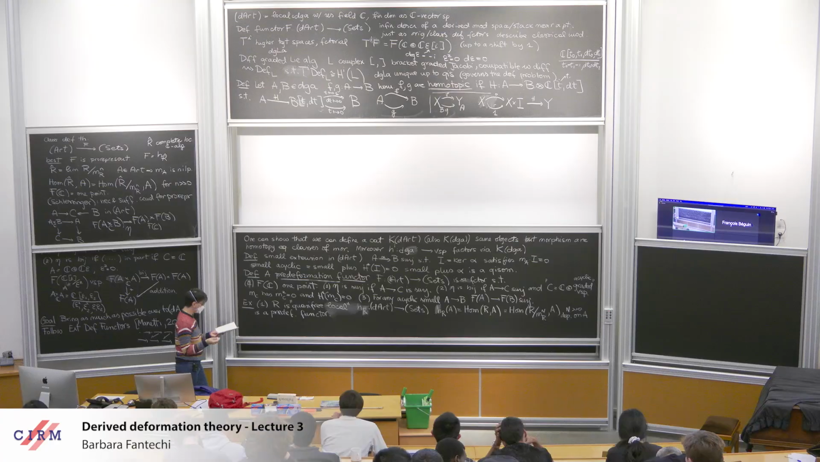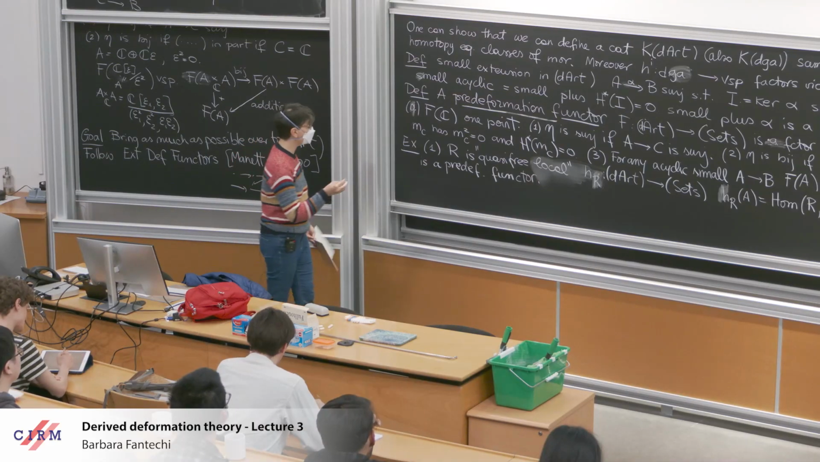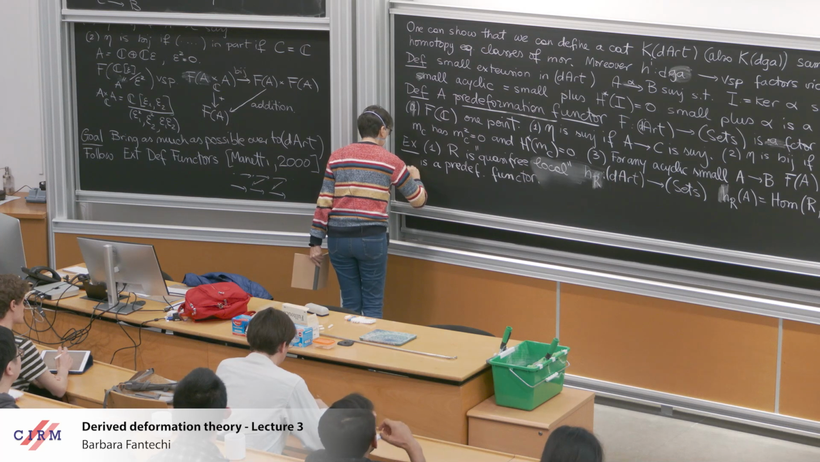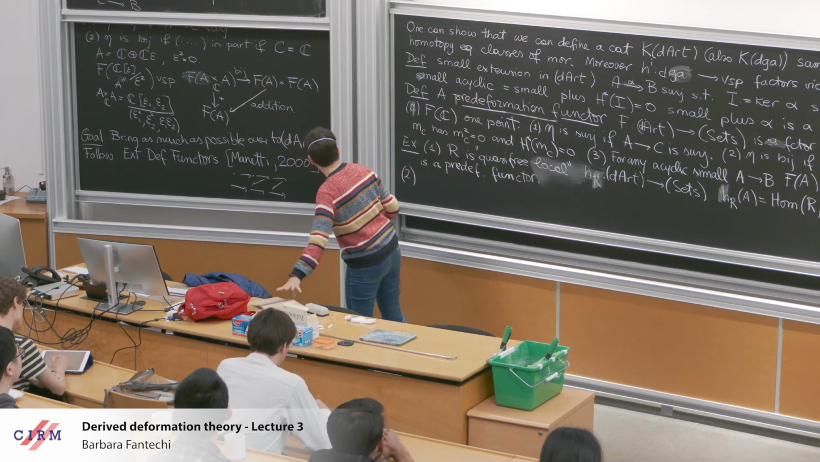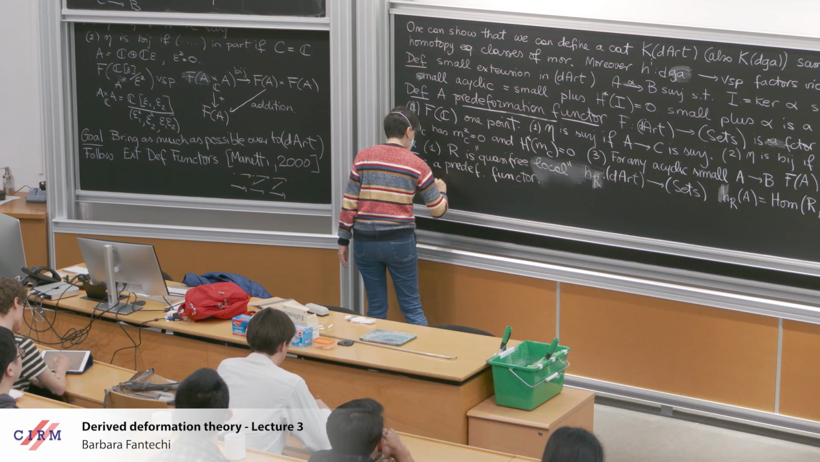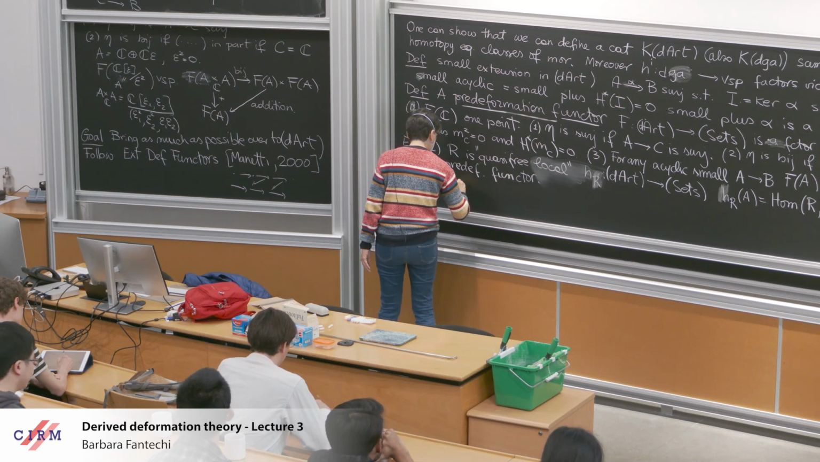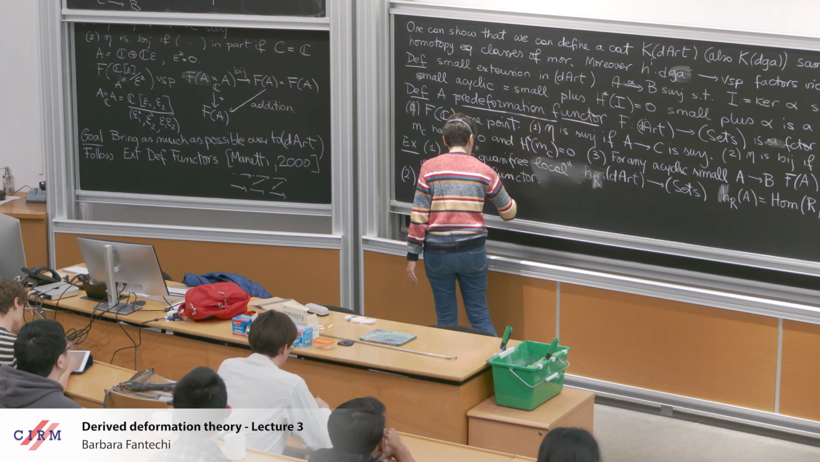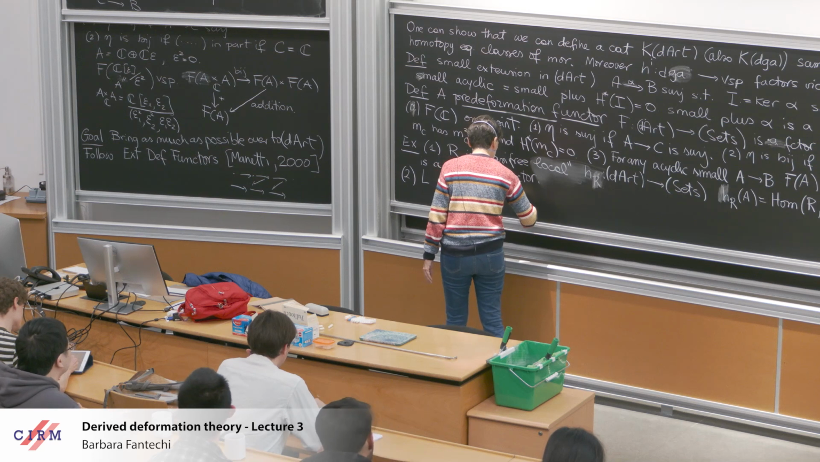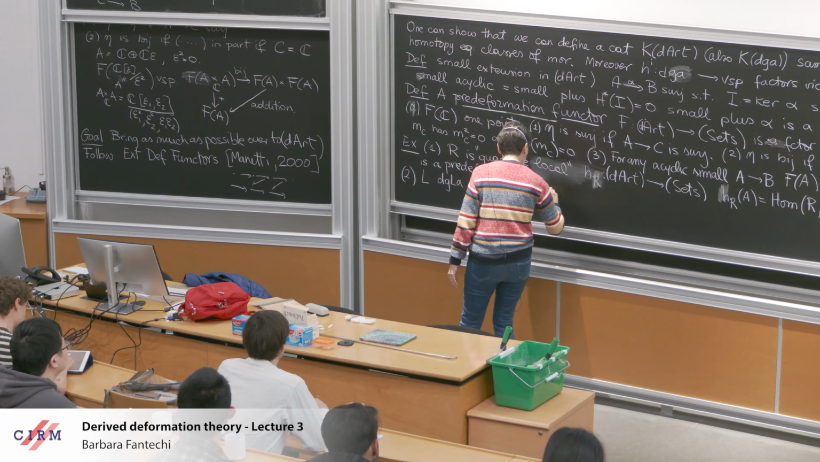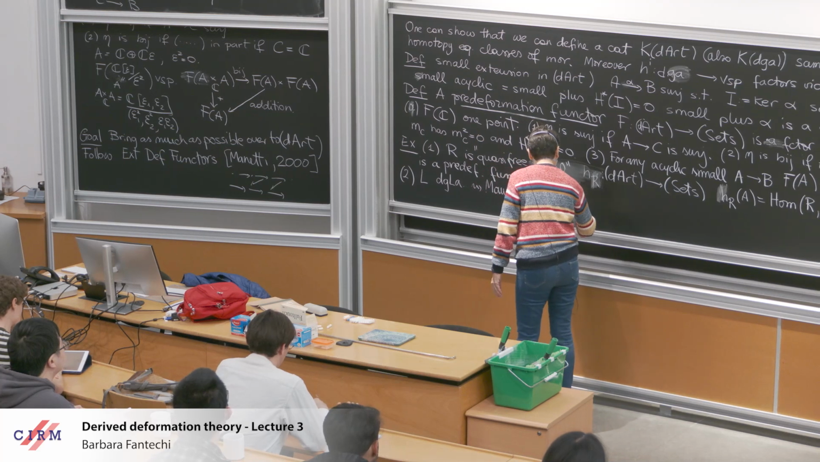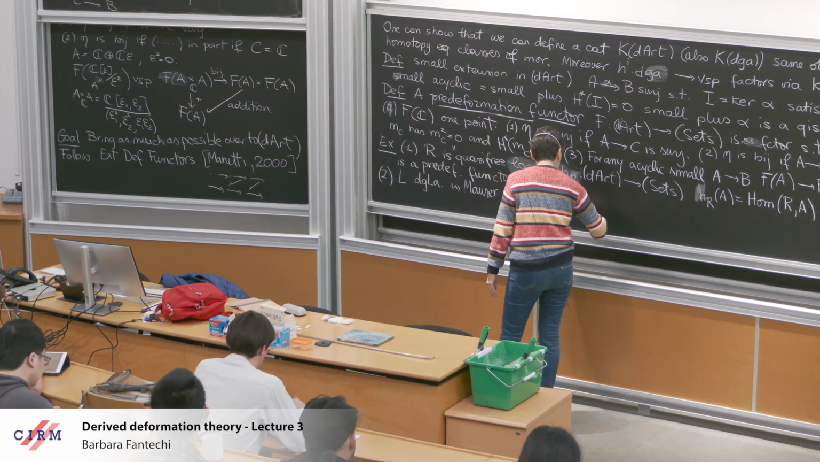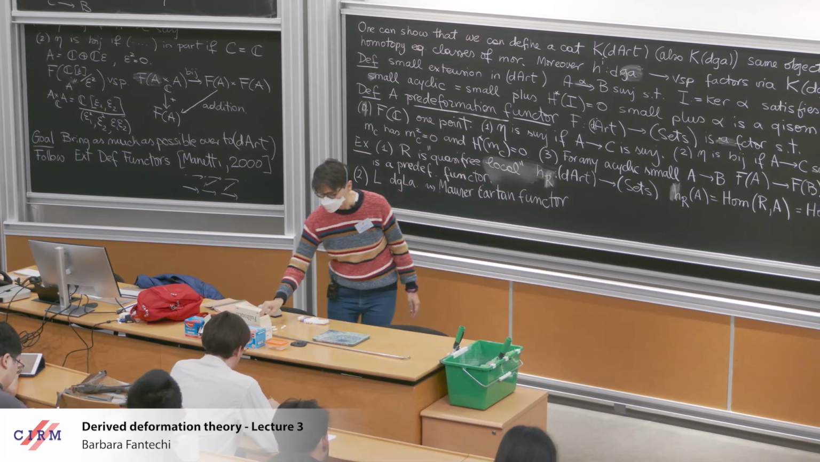Okay, so this is kind of the preliminary work. And another work is that, and here we come directly, let L be a differential graded Lie algebra, and we can associate to it its Maurer-Cartan functor. And the Maurer-Cartan functor goes as follows.